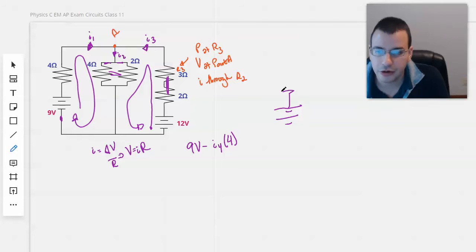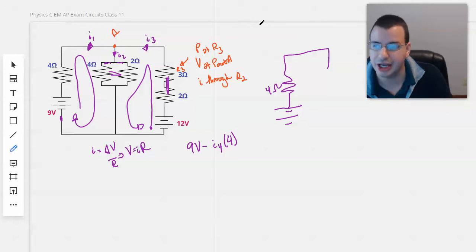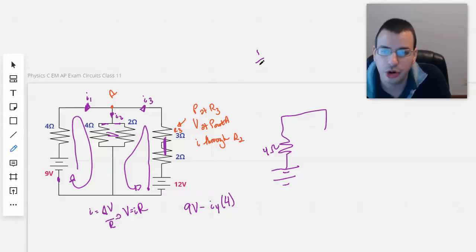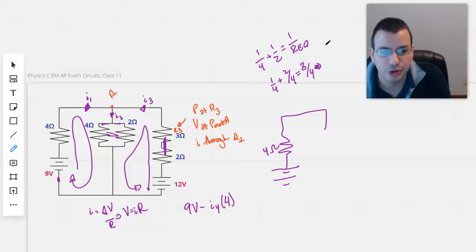Battery, 4 ohm, and then I'm going to do a little sidebar here. To find the equivalent resistance of the 4 and 2 in parallel, we'll do 1/4 plus 1/2 equals 1 over R equivalent. Adding these up, we have 1/4 plus 2/4 equals 3/4, which equals 1 over R equivalent. So R equivalent equals 4/3.